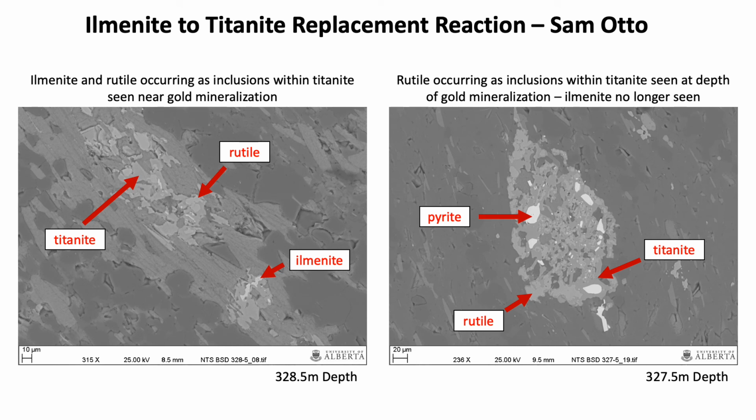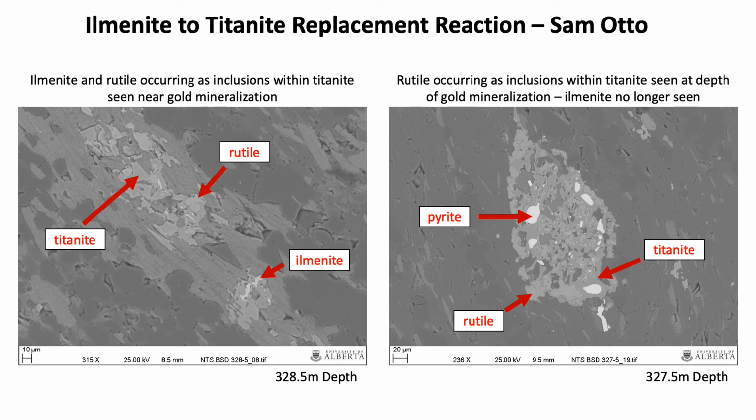So within the Sam Otto, which is hosted within the felsic to intermediate volcanics of the Banting group, similar ilmenite to titanite replacement reactions are seen. So this image on the left is taken at 328.5 meters depth. This is proximal to high-grade gold mineralization, and we see ilmenite forming inclusions within titanite. However, we also see rutile forming as inclusions within the same oxide mineral cluster. So it appears as if ilmenite is altering to rutile and titanite, proximal to high-grade gold mineralization.